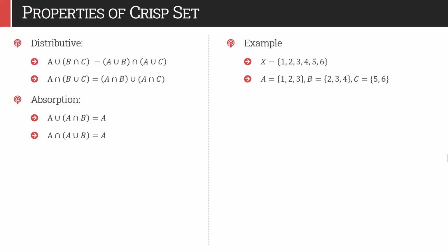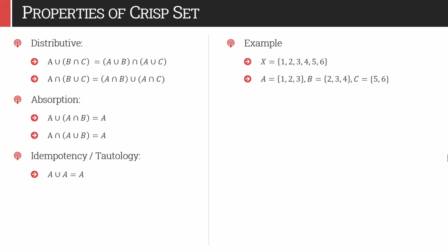And A intersection (A union B) is A. A union B is a superset of A, and the intersection of A with a superset of A would definitely be the set itself. So that is also A. Let us compute A union B, which is 1, 2, 3, 4. We can see that A is a subset of A union B, and when we take the intersection of a subset with its superset, the output would be the subset only. So that is A.